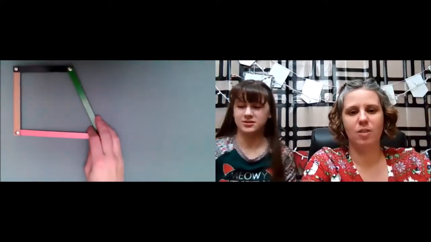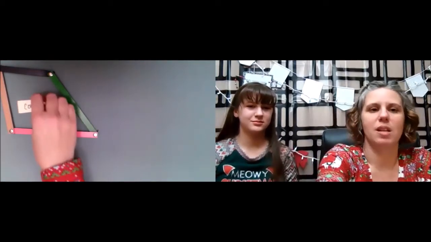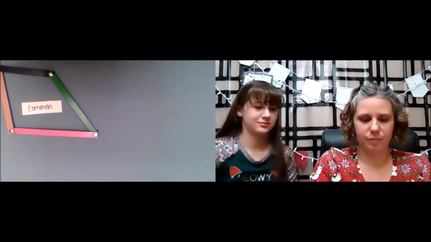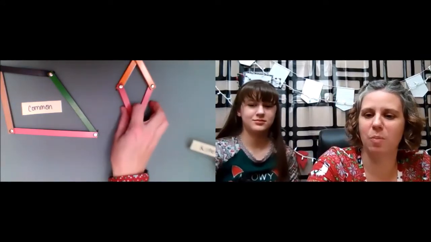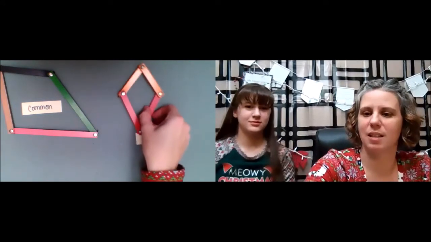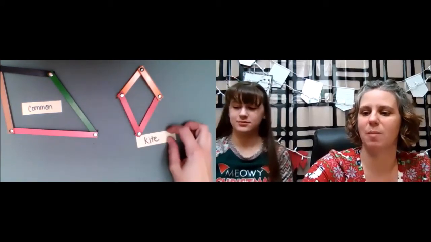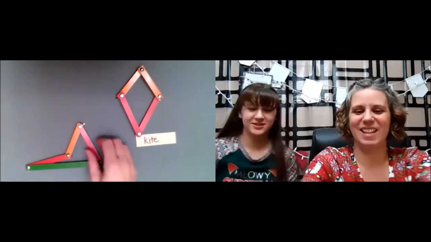Here we have a quadrilateral that has no parallel sides, no right angles, nothing special about it. It's a common quadrilateral. Then we have this one that's our classic kite shape, which is a kite. These adjacent sides are the same length, and these adjacent sides are the same length. I got excited about the kite. I was really excited to get it out there.